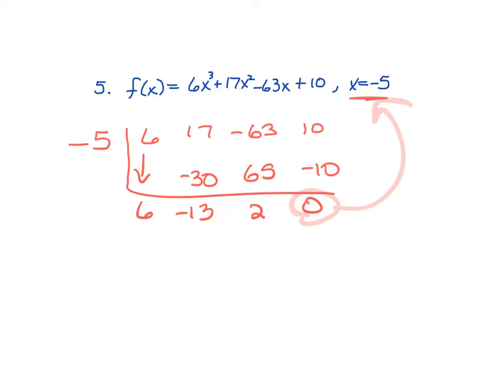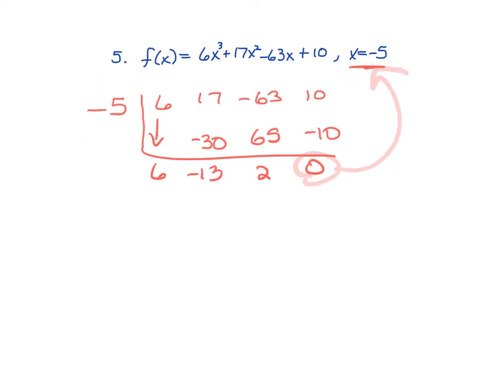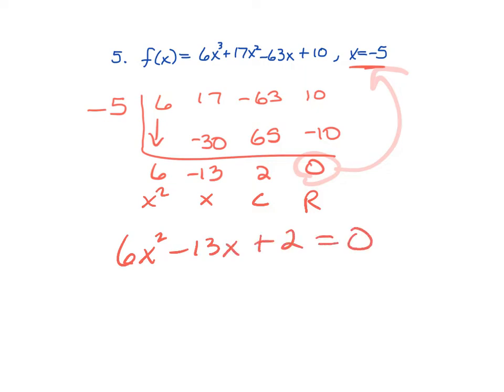So if they're already telling you one of the answers, okay? The whole purpose of this is to drop this down a power so I can get a quadratic equation that I can factor, or use quadratic formula, or completing the square. So here is my remainder, constant, x, x squared. So 6x squared minus 13x plus 2 equals 0.